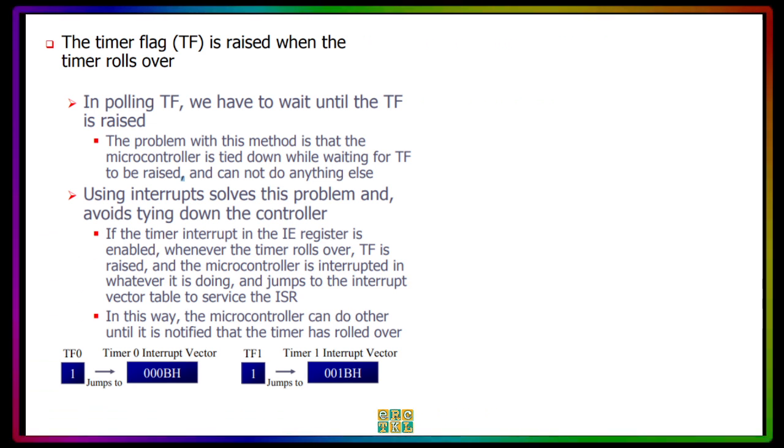It needs to wait for the polling method to finish monitoring each of the devices one by one. So it will take a long time before the TF becomes automatically one. The problem with this is that, as I have said, the microcontroller will be checking or monitoring each of the devices. So it will be tied down while waiting for the TF to be raised, and it cannot do anything else. Now, the interrupt method solved this problem because it will avoid tying down the controller.